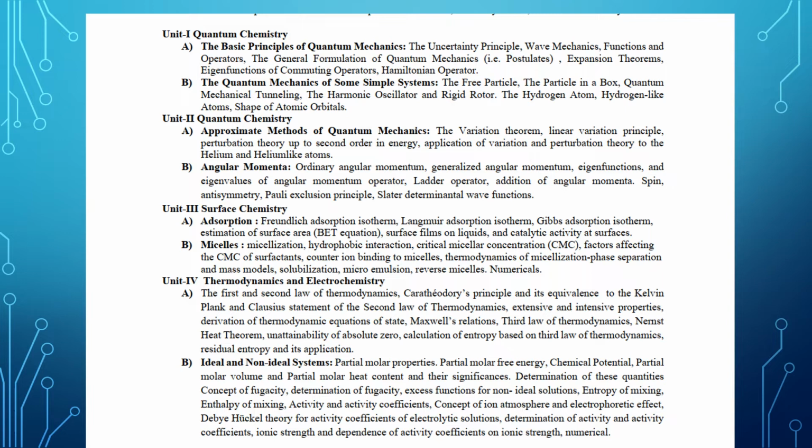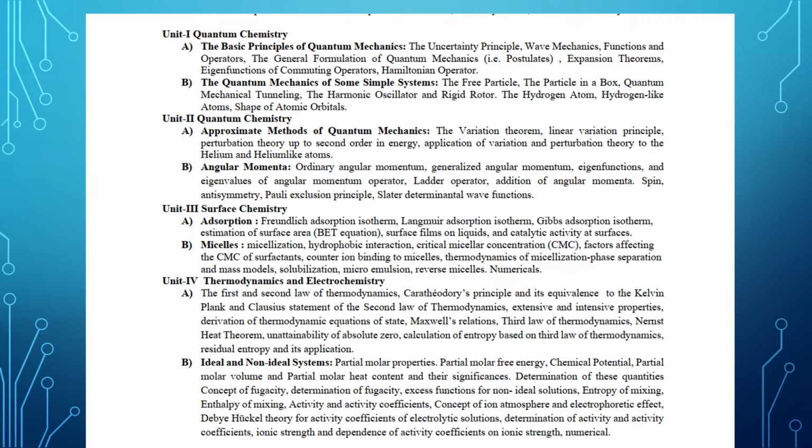Unit IV Thermodynamics and Electrochemistry A. The first and second law of thermodynamics. Carathéodory's principle and its equivalence to the Kelvin-Planck and Clausius statement of the second law of thermodynamics, extensive and intensive properties. Derivation of thermodynamic equations of state, Maxwell's relations, third law of thermodynamics, Nernst heat theorem, unattainability of absolute zero. Calculation of entropy based on third law of thermodynamics, residual entropy and its application.